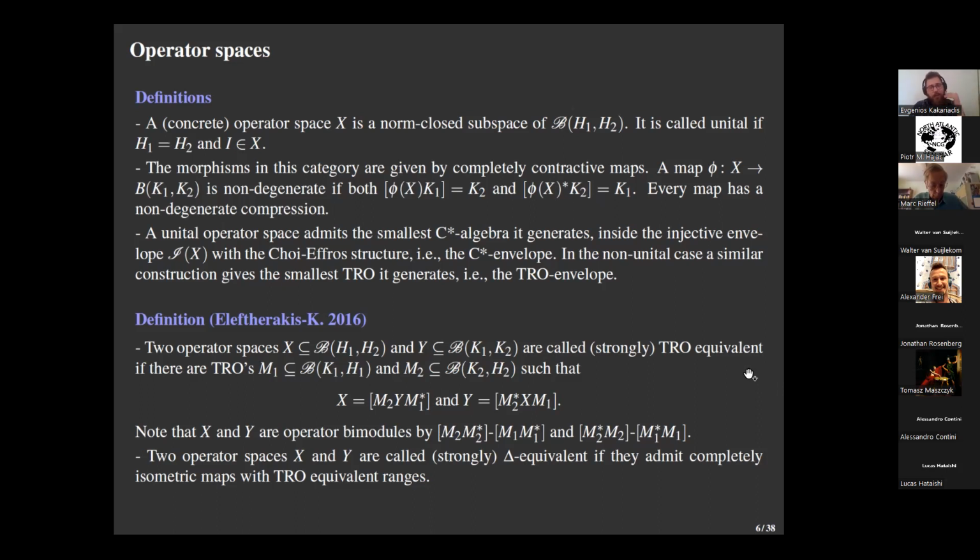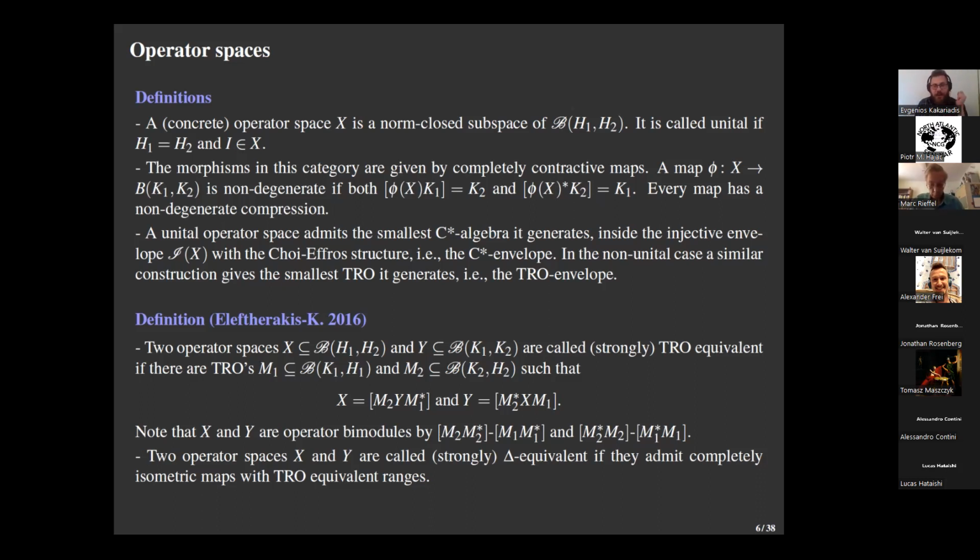Once you have it, automatically you have an extra structure on your operator spaces. So your operator spaces become operator bimodules with respect to the C*-algebra generated by M2 M2 star and M1 M1 star for X and the dual for Y. So that extra structure always appears in the TRO equivalence, and it's helpful and it's there, and you cannot close your eyes and forget it.